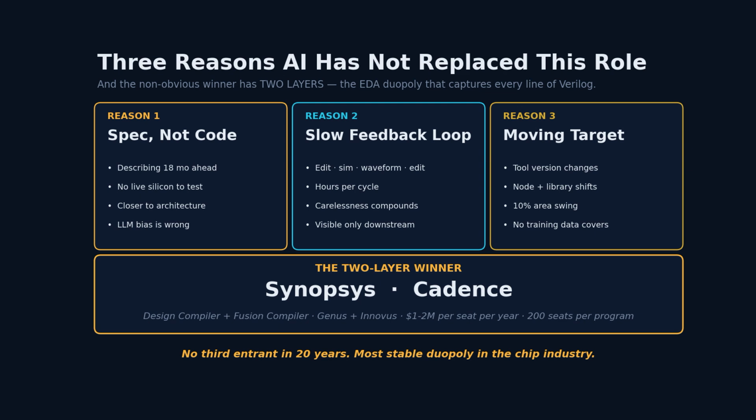Now the verdict. There are two layers. Layer 1 is the synthesis tool itself. The winner is Synopsys with Design Compiler and Fusion Compiler. Almost every advanced chip in volume production runs through Synopsys synthesis. License fees around $1 to $2 million per seat per year. 200 designers per program, 200 seats. Synopsys takes most of an industry-wide pool of $400 million a year.